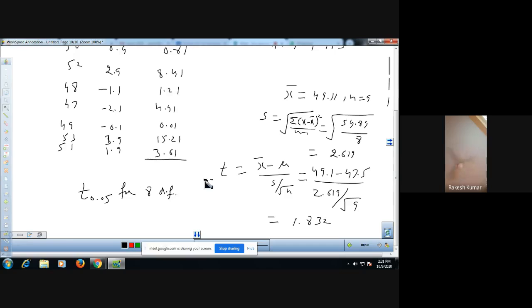And t at 5% level of significance for 8 degrees of freedom, because the sample size is 9. So for degrees of freedom, we require n minus 1, so 9 minus 1 is 8. And from the table, this value is 2.31.